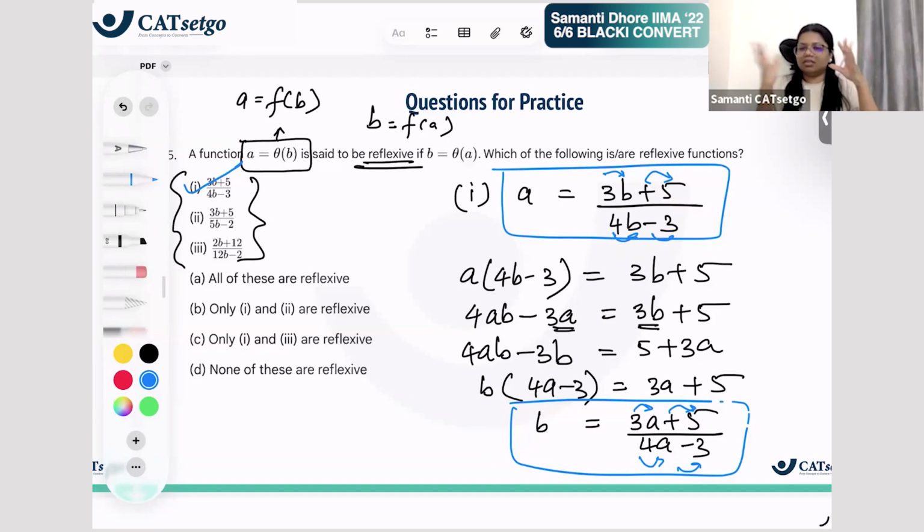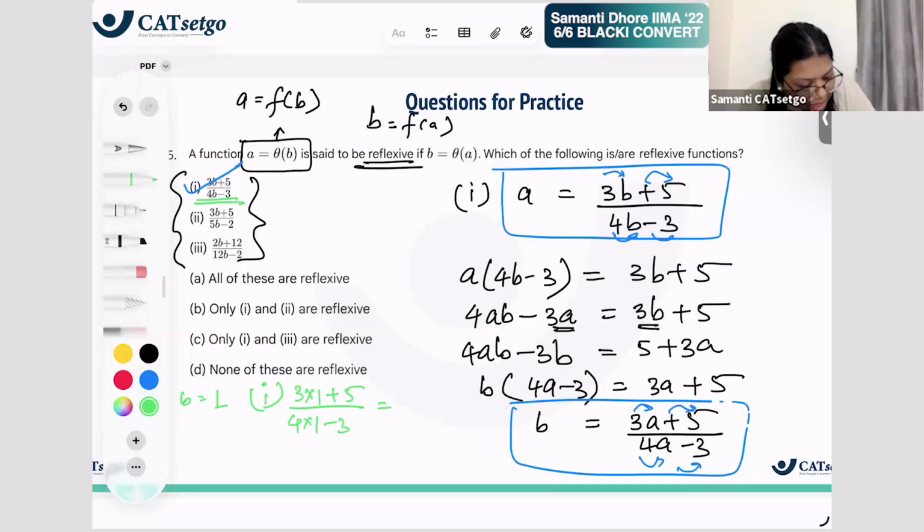ठीक है? अगर तुम्हें ये A, B, C, D इतना सारा algebra confusing हो रहा है, so there's always a way to do it. Whenever you see too many letters in a question, you can always replace it with numbers. You will say कि okay भाई, एक काम करती हूँ, let me assume that B is 1. If B is 1, then this thing is equal to 3 into 1 plus 5 divided by 4 into 1 minus 3. इसका आंसर क्या आता है? 8 by 1, right? Which is 8.